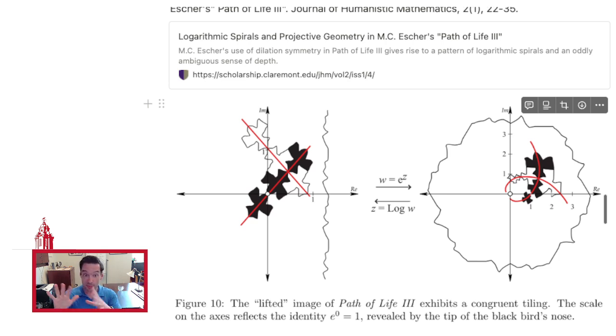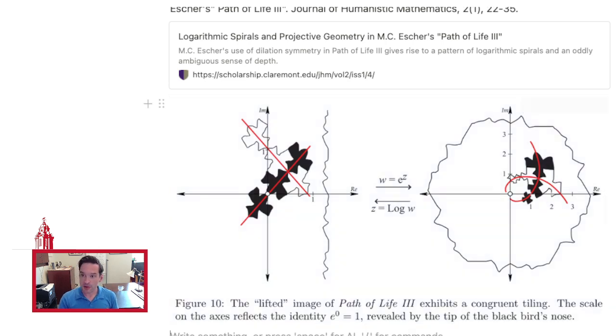If I have any planar tiling, any planar tessellation that I want to, I can apply the complex exponential function to it to get a new tessellation that spirals in toward the origin in the way that Path of Life 3 actually does. So this is application number 1.